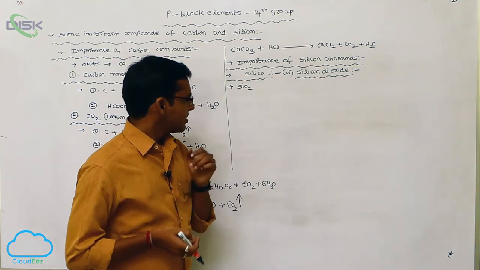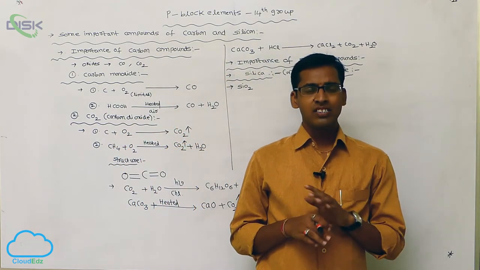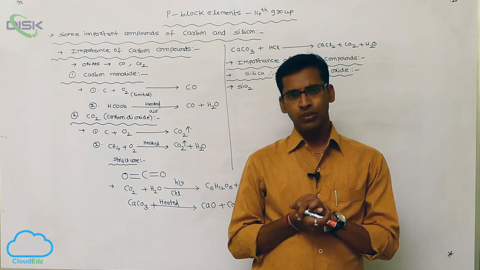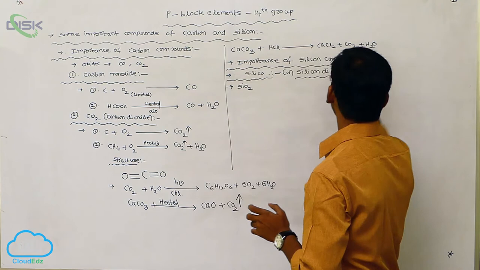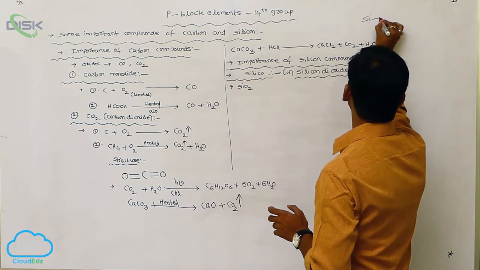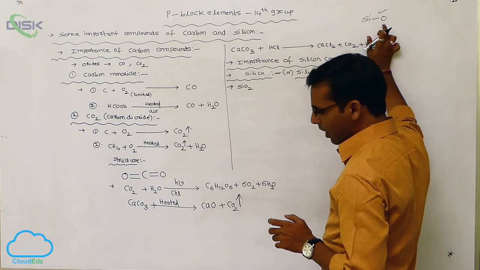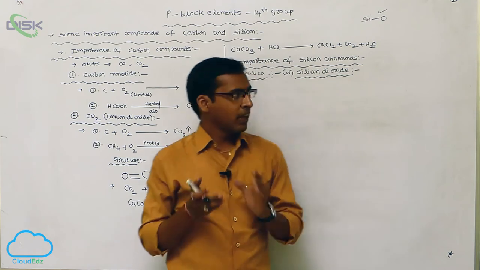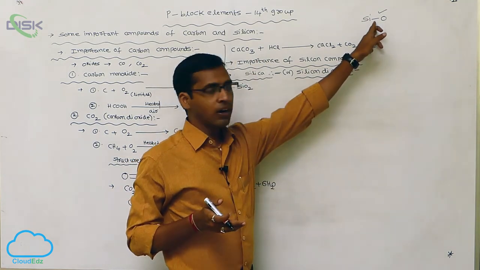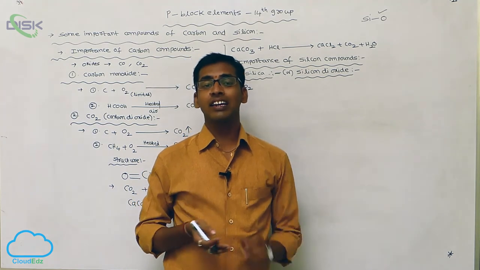Next, silicon dioxide is normally a non-reactive compound because of the Si-O bond. The Si-O bond has a high bond enthalpy, so breaking this bond requires more energy. Due to that, it is a non-reactive compound.